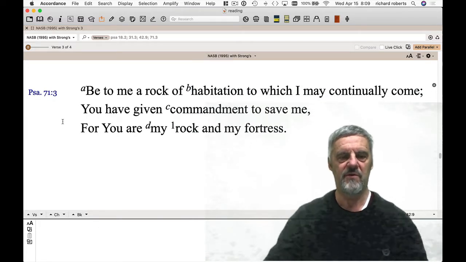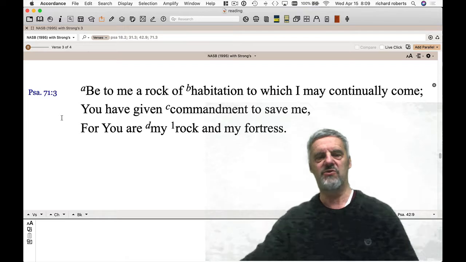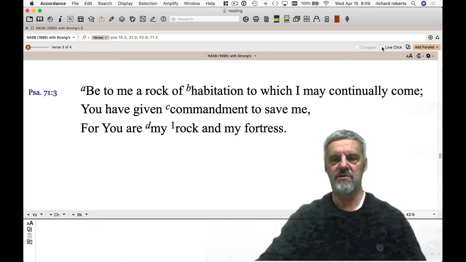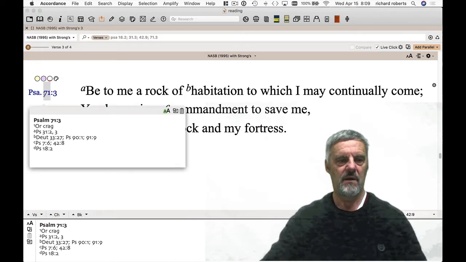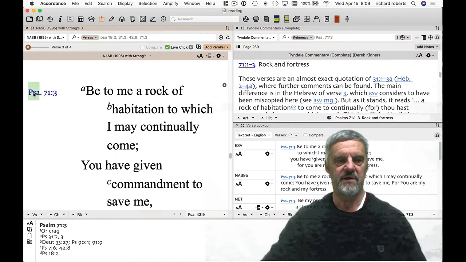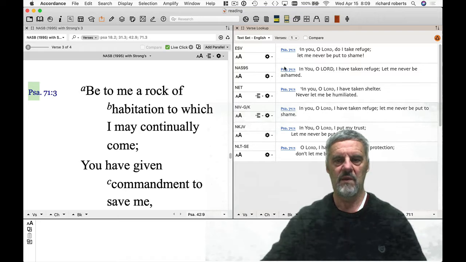Here in Psalm 71:3, be to me a rock of habitation. Habitation is a kind of a, I'll show you what other translations say here. Let's see, Psalm 71:3.